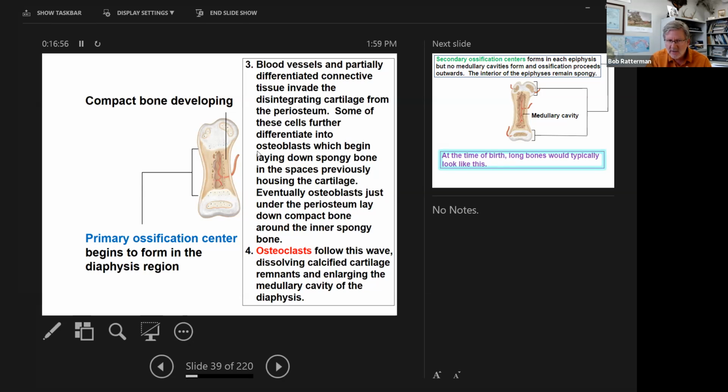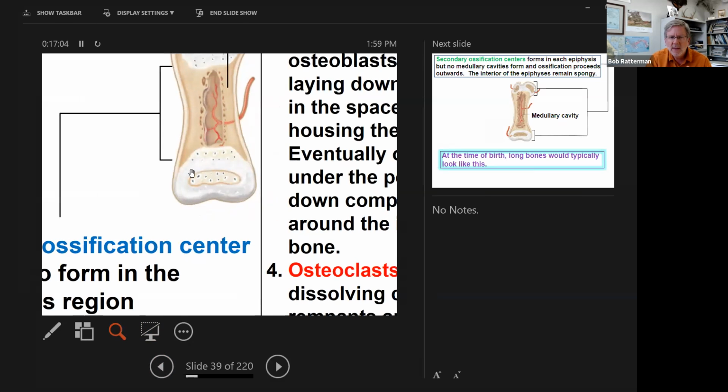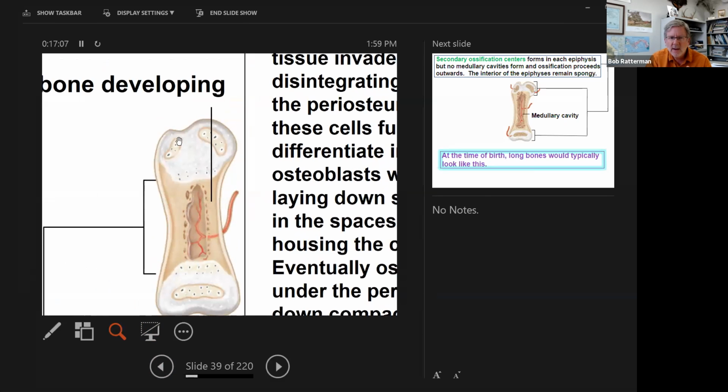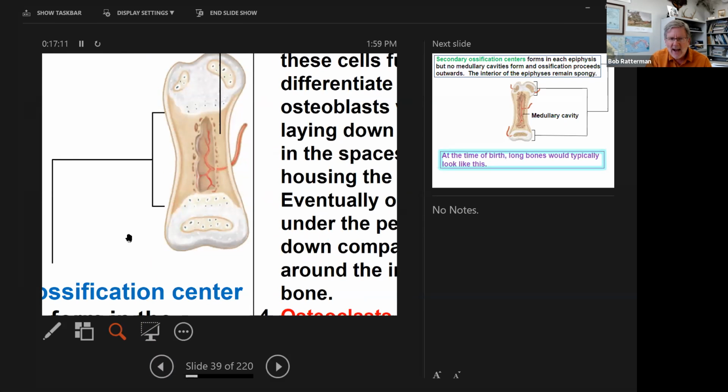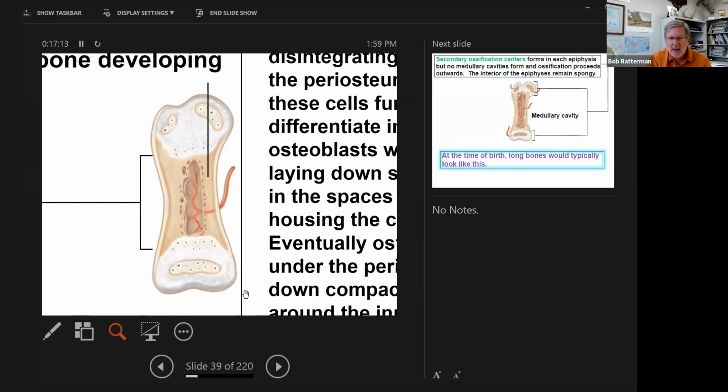So primary ossification center starts in the diaphysis. Now look what's starting to happen here in the epiphysis regions. Can you tell what this is showing? You know what this is here? Or what this is here, or what this is here? You might say, oh, that's bone getting laid down. And I used to think that when I first looked at that, but then I thought, no, that's not bone. Do you know what's going on here?